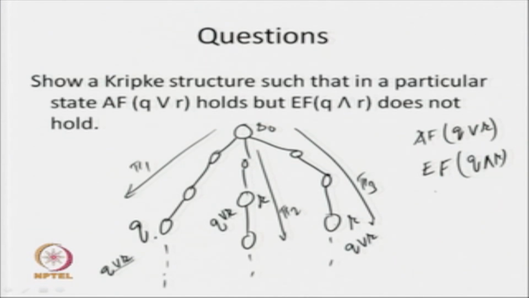Now, look at the second formula: there exists a path in future where q and r is true. If we have this particular labeling, you will find that in none of the states on any path is q and r true. So we are not getting any path where in future q and r will be true. That is why this formula, E F (q and r), is false in this state S0.